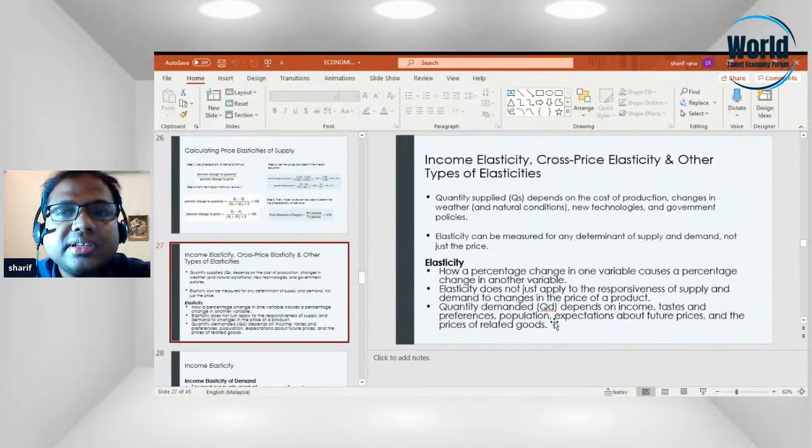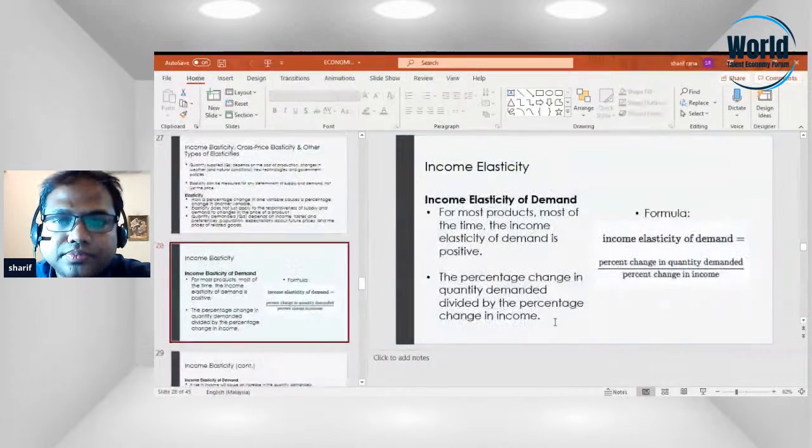Income elasticity, cross price elasticity, and other types of elasticity. Quantity supplied depends on the cost of production, changes in the weather, new technology, and government policy. Elasticity can be measured for any determinant of supply and demand, not just the price. Elasticity: how a percentage change in one variable causes a percentage change in another variable. Elasticity does not just apply to the responsiveness of supply and demand to change in the price of a product. Quantity demanded depends on income, taste and preference, population, expectation about future price, and the prices of related goods.